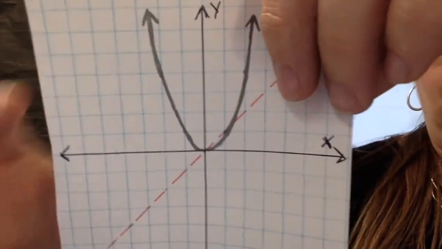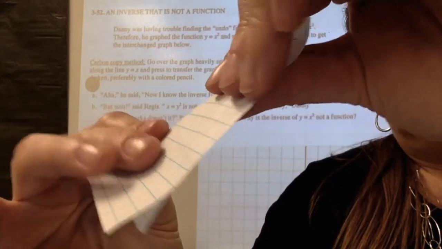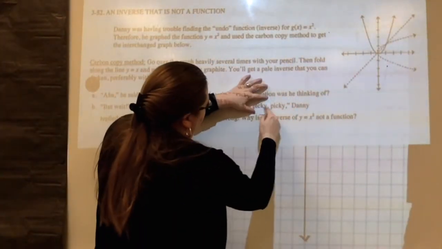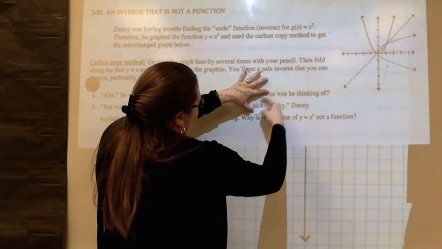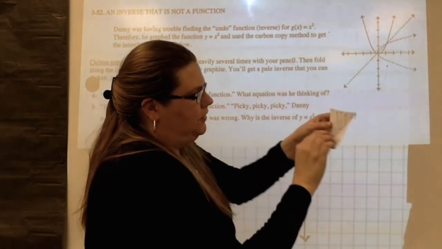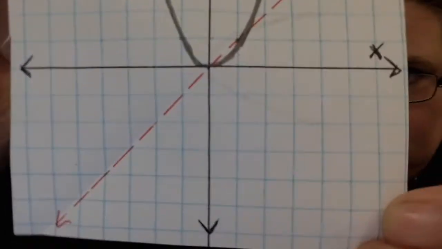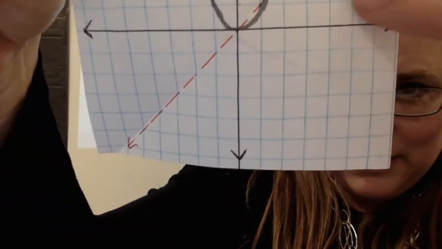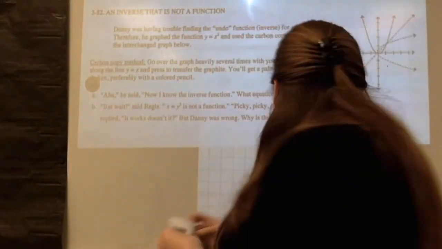So if I fold this along that line y equals x, very precisely, because precision is everything, and I press down really hard, hopefully we'll get a carbon copy here. I'm going to press down and hope that the graphite will transfer to give me a pale image. A darned pale image, but we've got something here. I don't know if y'all can see that. Can you see the pale image here? The graphite is showing us the inverse. So I'll trace over that.